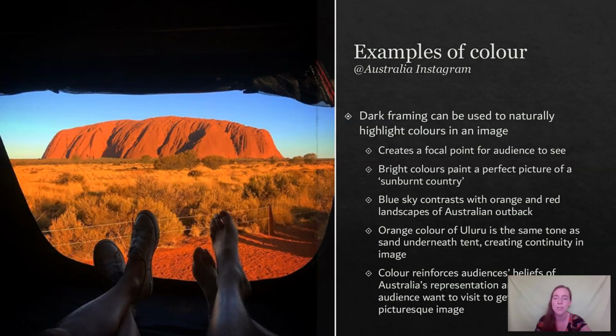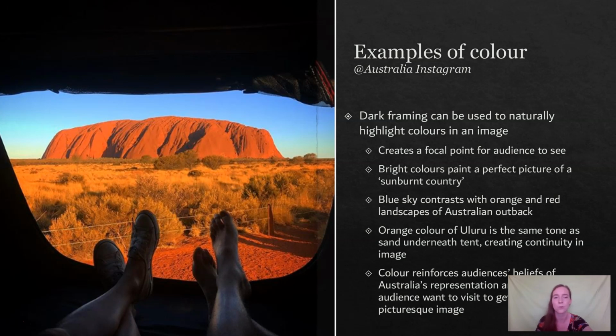Examples of colour. So this image, obviously it's Uluru. Dark framing can be used to naturally highlight colours of an image, and the tent and these people's feet obviously are creating that frame. So it creates a focal point for the audience to focus on. It gives them somewhere to look and narrow in on.